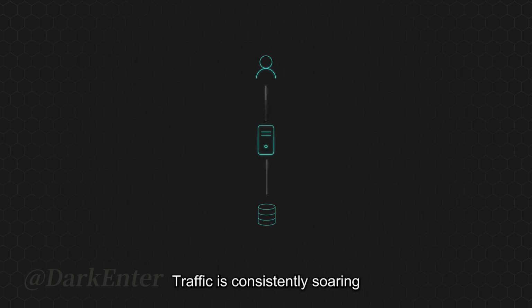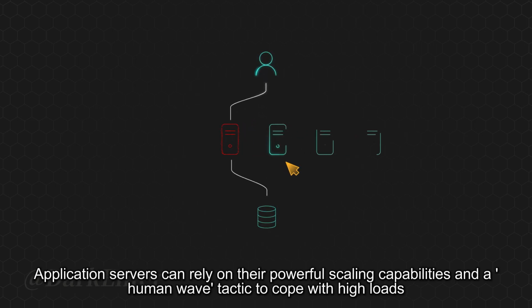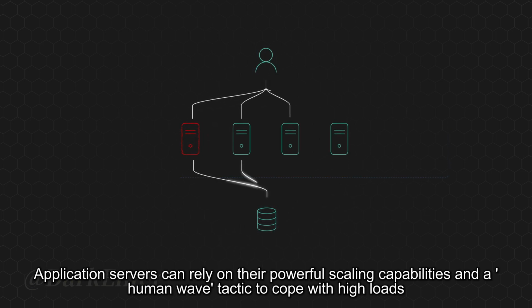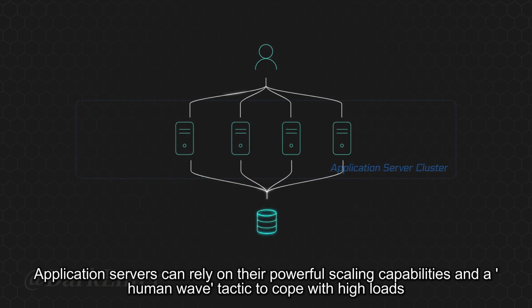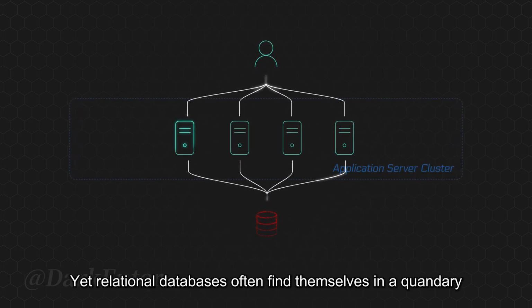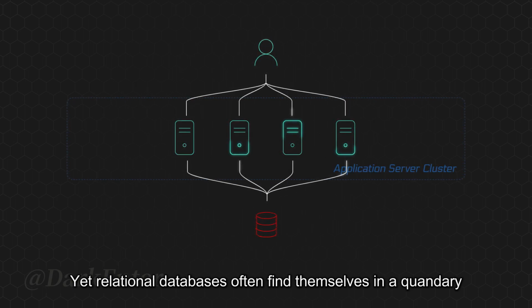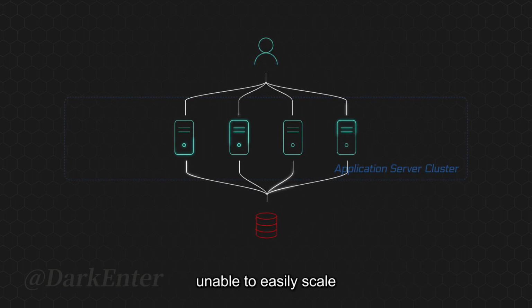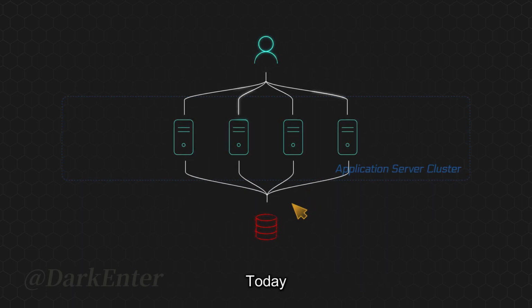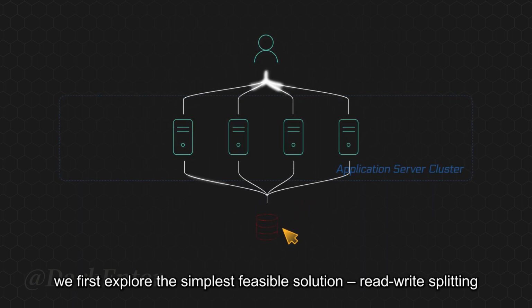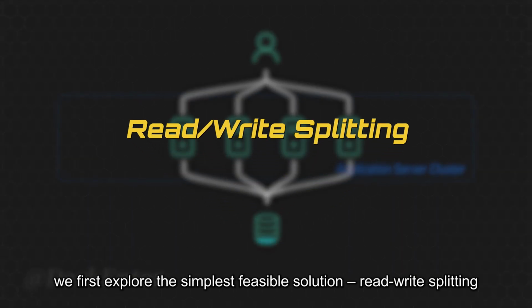Traffic is consistently soaring. Application servers can rely on their powerful scaling capabilities and a human wave tactic to cope with high loads. Yet relational databases often find themselves in a quandary, unable to easily scale, becoming the bottleneck of the system. Today, we first explore the simplest feasible solution: read-write splitting.